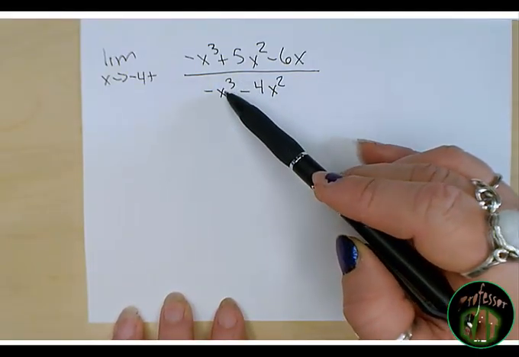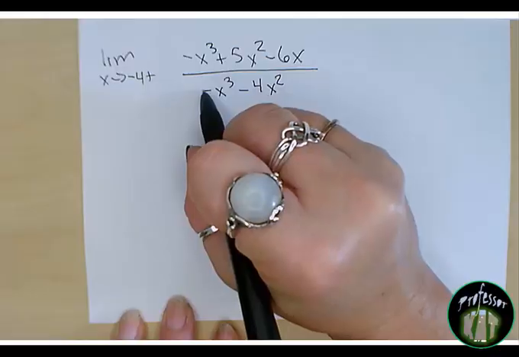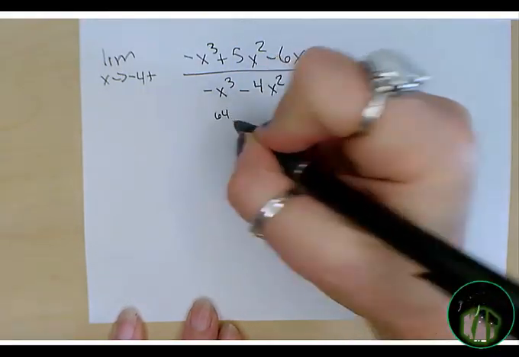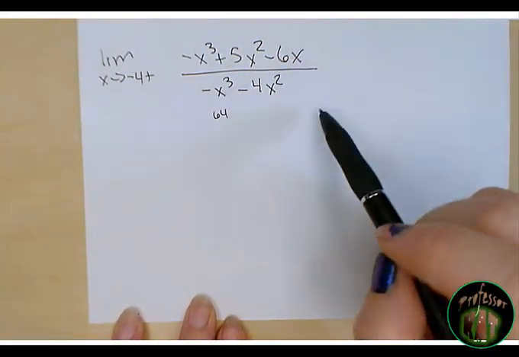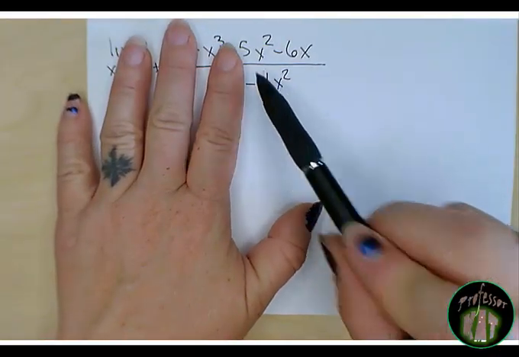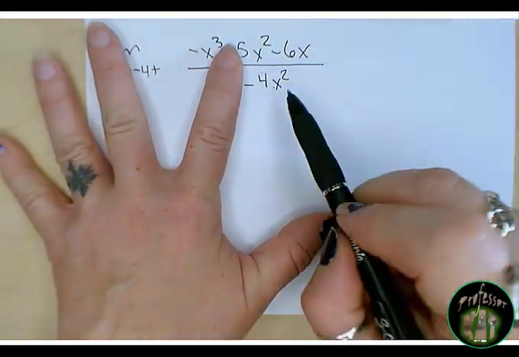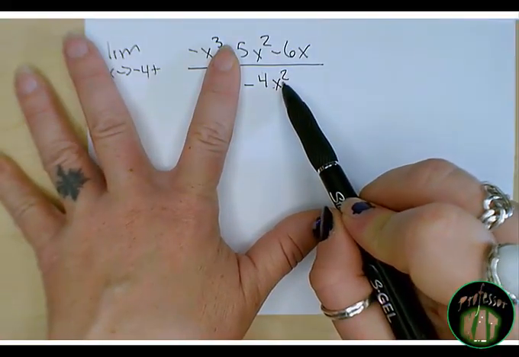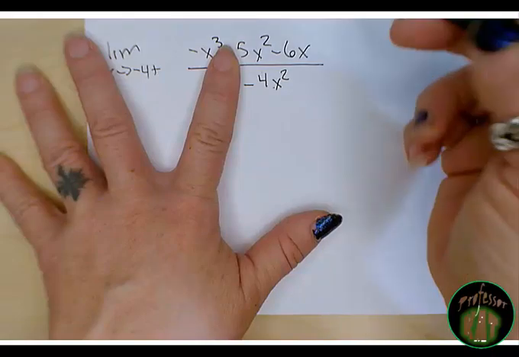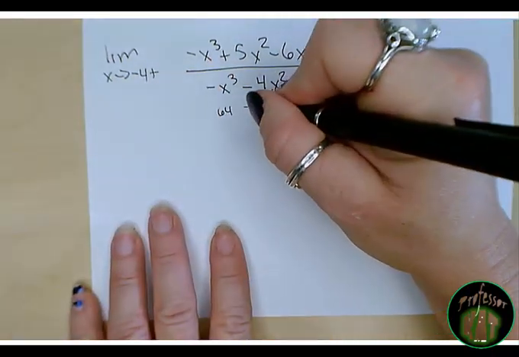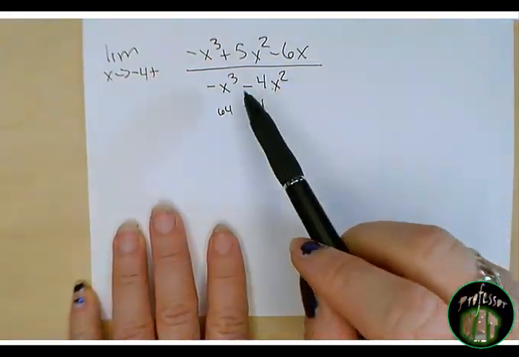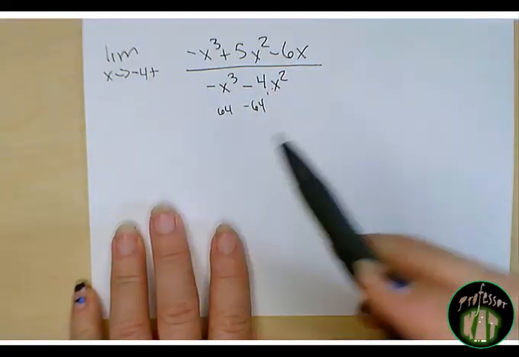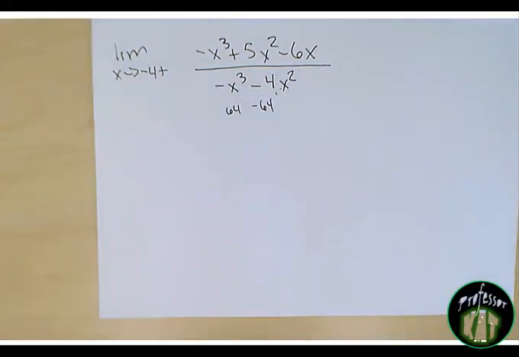is a negative 64. So this would actually be a negative 64, right, which is a positive 64. All right, over here, negative 4 times x squared. Again, we're plugging in a negative 4 here. Negative 4 times negative 4 is a positive 16. And 16 times negative 4, well, is a negative 64. So we would get a 64 minus a 64 here in the denominator, which would give us a 0 in the denominator, which would make this function undefined.